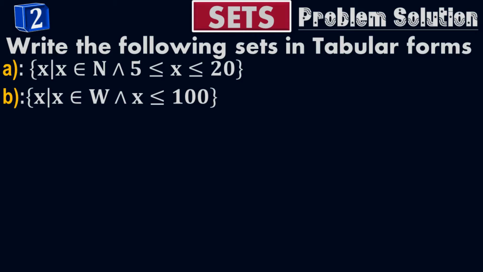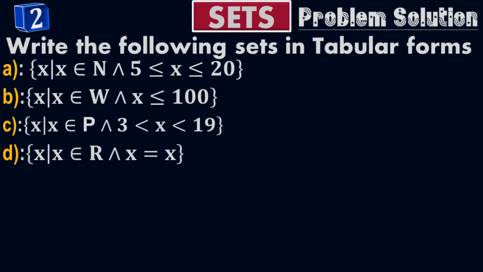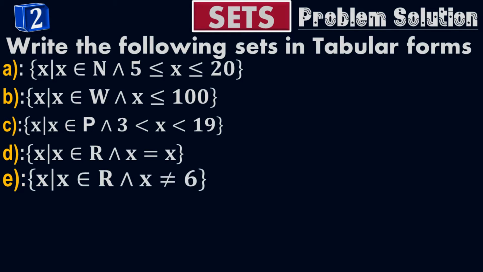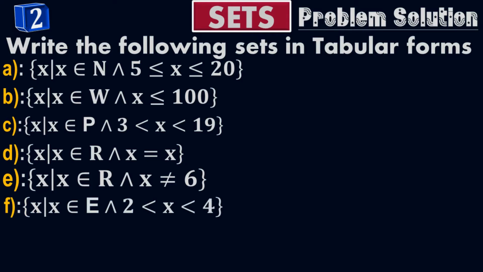100. Part C, which is the set of all x such that x belongs to prime numbers and x is greater than 3 and less than 19. Part D, which is the set of all x such that x belongs to real numbers and x equals x. Part E, which is the set of all x such that x belongs to real numbers and x is not equal to 6. Part F, which is the set of all x such that x belongs to even numbers and x is greater than 2 and less than 4.